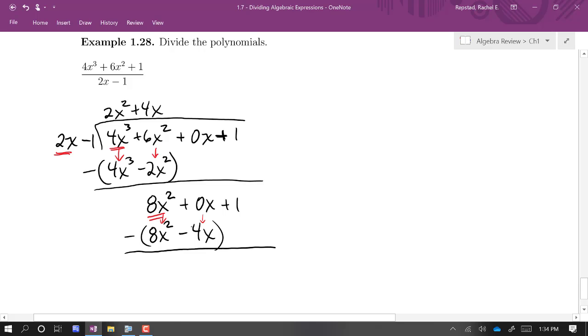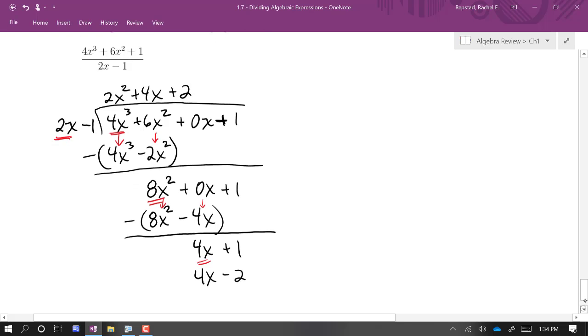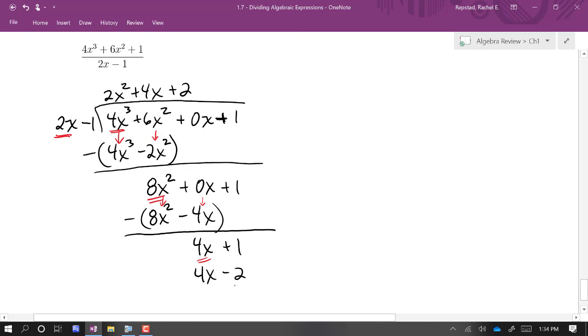0x minus a negative 4x is a positive 4x plus 1. And then we start over again. What do I multiply by 2x to get 4x? That's 2, positive 2, so my next term is plus 2. And then I multiply. 2 times 2x minus 1 is 4x minus 2. I subtract. The 4x's cancel. 1 minus a negative 2 is a positive 3.